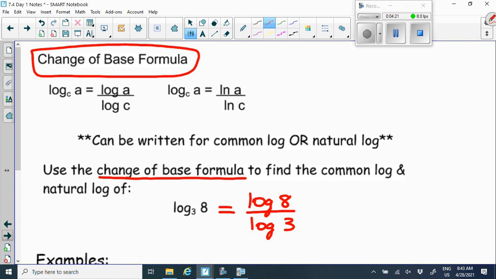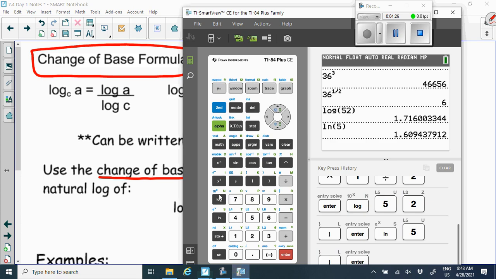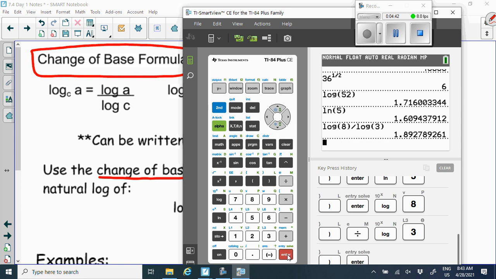So now we calculate this in our calculator. I press the log and then 8. Now be careful, you need to close out your parentheses, because if you don't, you'll get the wrong answer. Divided by, once again, log of 3. So you always have log of your answer divided by the log of the base. And we get about 1.89 as our answer.